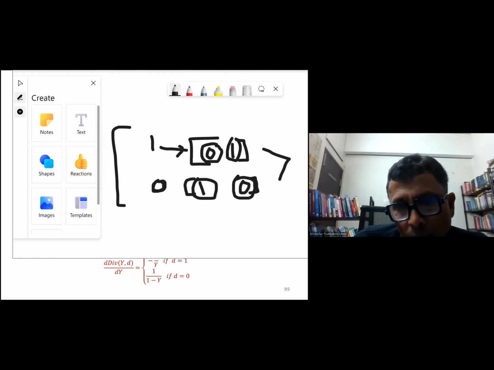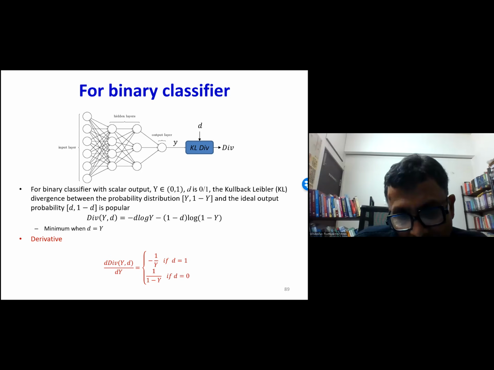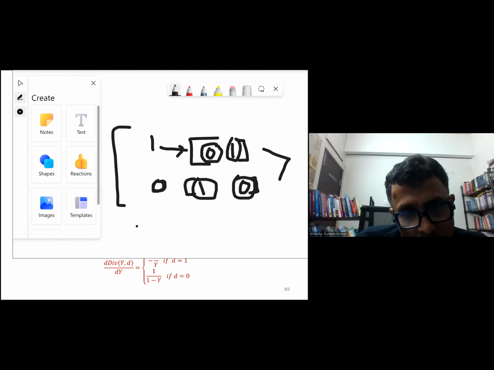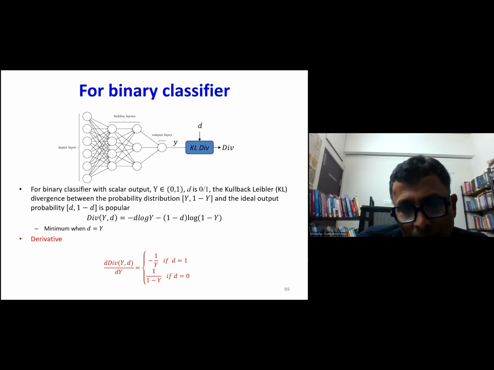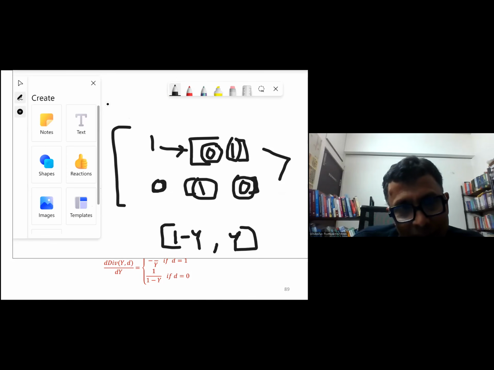Okay. And so, similarly, if this is Y, right? Y is the probability of class 1. So this actually represents the distribution 1 minus Y, which is the probability assigned to class 0, and Y, which is the probability assigned to class 1. And so now you can think of this as being 2 probability distributions. One is 1 minus Y and Y, and the other is the desired distribution.